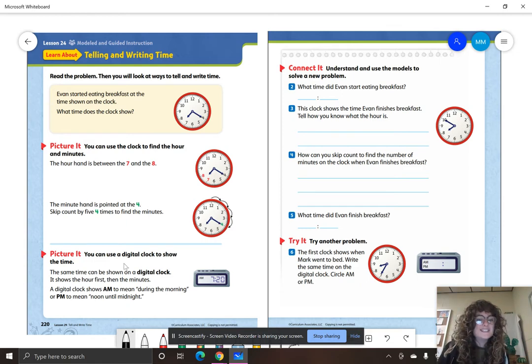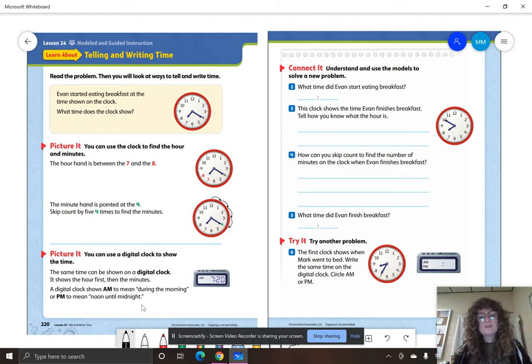It says you can use a digital clock to show the time. The same time can be shown on a digital clock. It shows the hour first, then the minutes. A digital clock shows AM to mean during the morning, or PM means noon until nighttime. Okay, so if we see PM, that means we're getting closer to sleep time. If it's AM, we're waking up. AM is during the day until 12 o'clock in the afternoon. And then PM is after 12 o'clock in the afternoon until midnight.